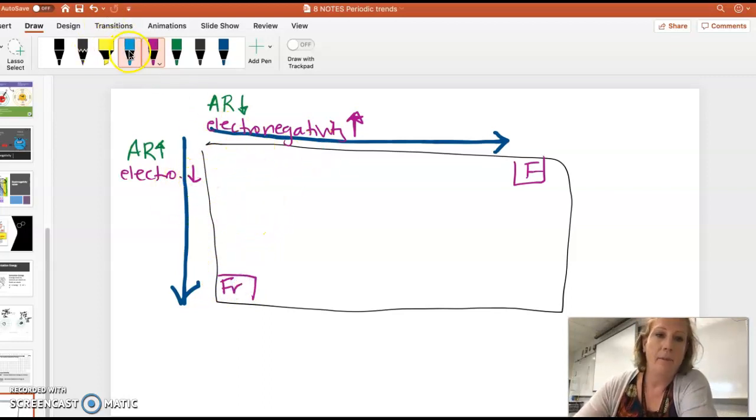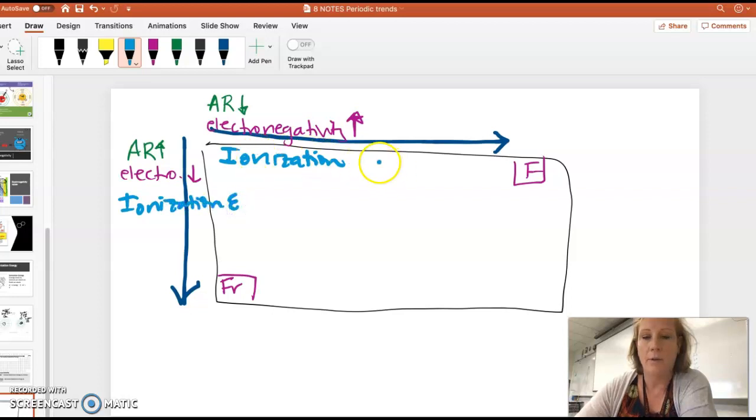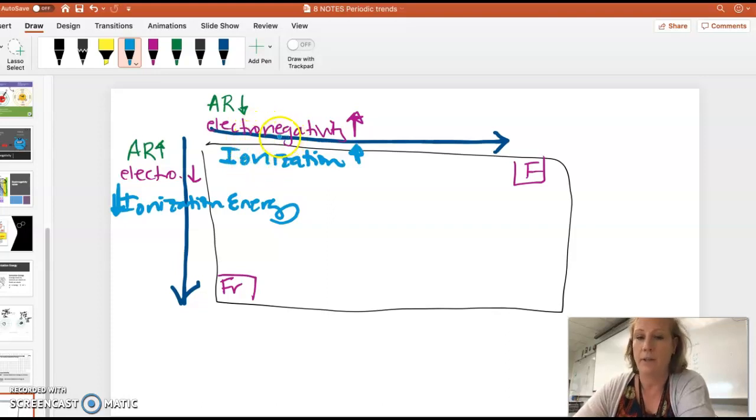And then ionization energy also does the same trend as electronegativity. So as I go to the right, it takes more energy to pull off an electron. And as I go down, it takes less. So ionization energy and electronegativity are inversely related to the atomic radius. You can think of it that way. Just make sure that you know the meaning of them, but the trend for electronegativity and ionization is they are the same.